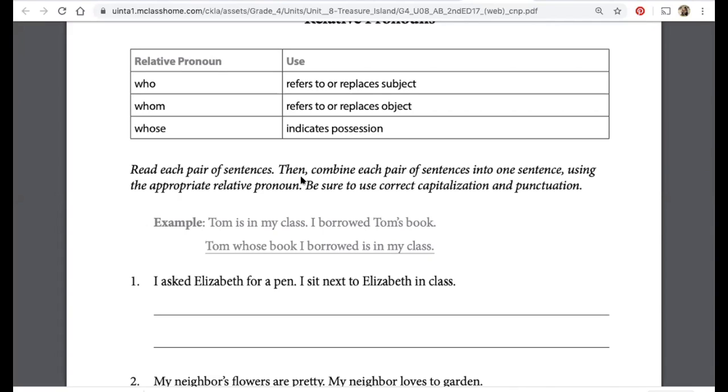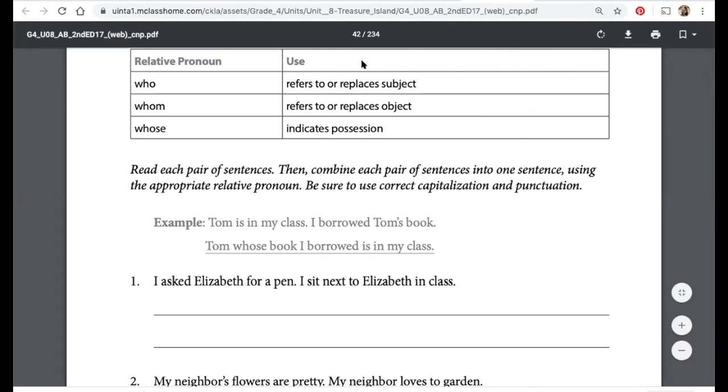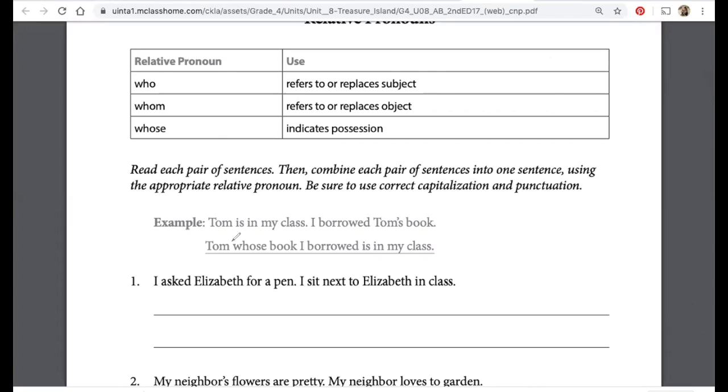Okay, so Tom, whose book. So since Tom is a he, but we have to think, oh, but it's whose book? It's Tom's book. So we can use whose because it indicates possession. So Tom, whose book I borrowed, is in my class. If we wanted to be more correct, we would add some commas. Tom, comma, because we can take a breath because we're adding this in, Tom, comma, whose book I borrowed, comma, is in my class.